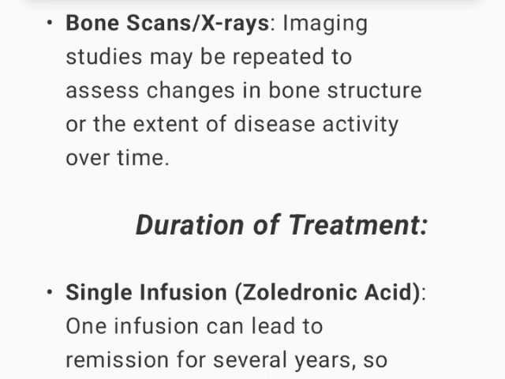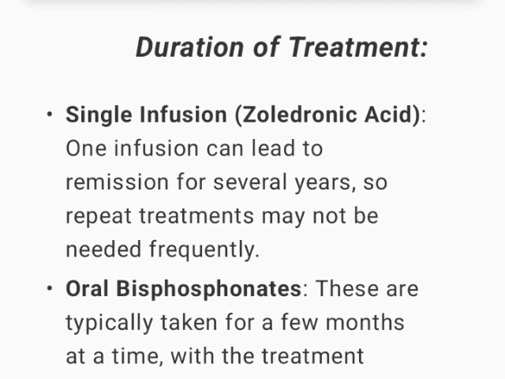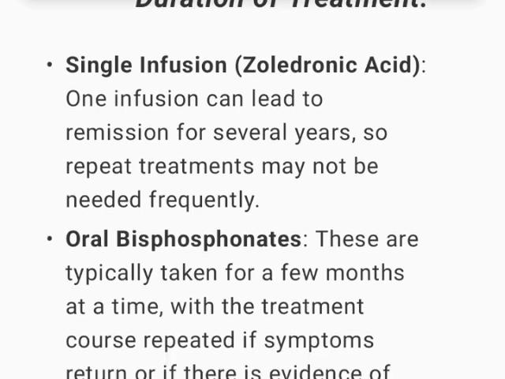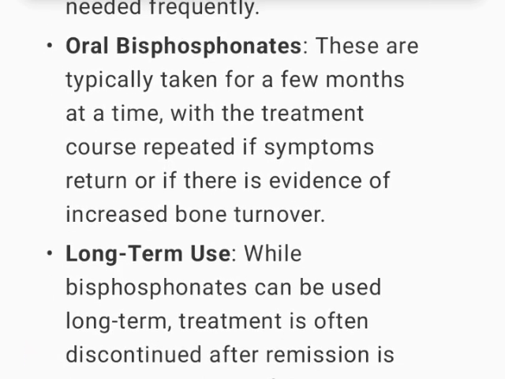Duration of treatment. Single infusion, zoledronic acid. One infusion can lead to remission for several years, so repeat treatments may not be needed frequently. Oral bisphosphonates. These are typically taken for a few months at a time, with the treatment course repeated if symptoms return or if there is evidence of increased bone turnover.